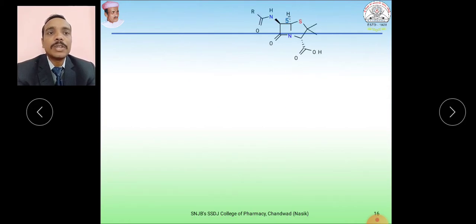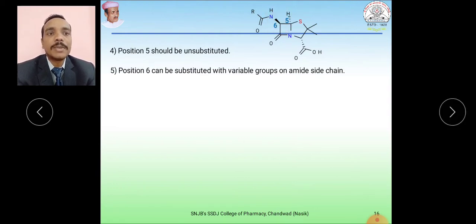So again, coming to the next point, fourth point, as it is containing nitrogen. Now coming to the fifth position of this, so that should be unsubstituted. Coming to the sixth position, that is a chiral carbon here again. So that can be substituted with the variable group on amide side chain. That means we are talking about this R. This is amide side chain, CONH. Now here there is a R, that means a group. What can it be? What can we substitute here?